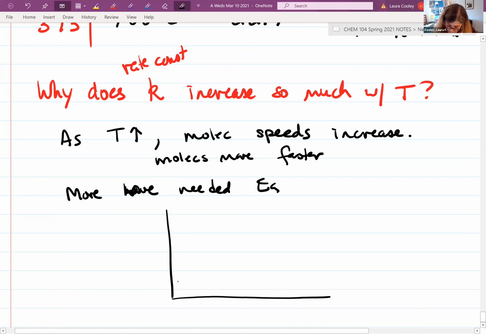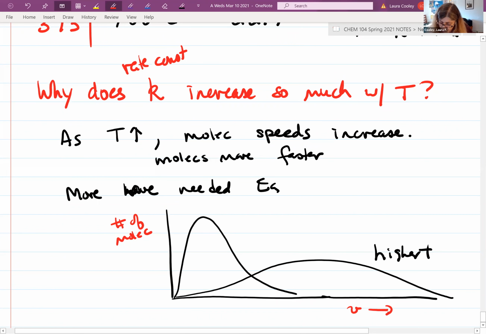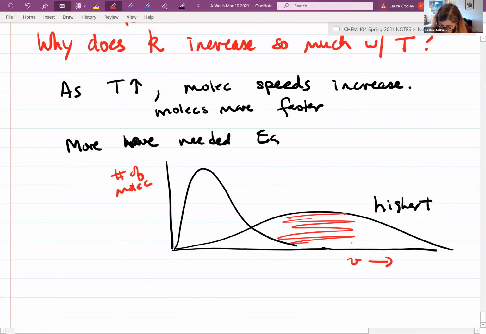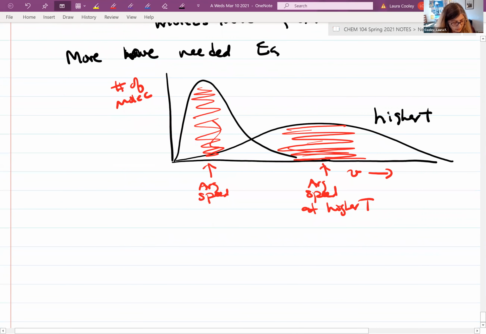And just to refresh your memory, this is what the Maxwell-Boltzmann distribution looks like as you increase the temperature. This is a higher temperature. And this is the number of molecules, or the probability, versus the speed. At the higher temperature, the average speed, which is kind of in the middle of this curve, goes up a whole lot. Okay, molecules are moving faster. More of them will have the required activation energy to go over that barrier.